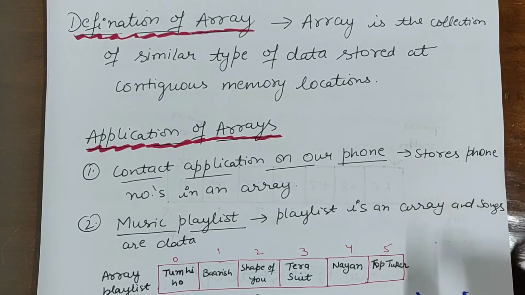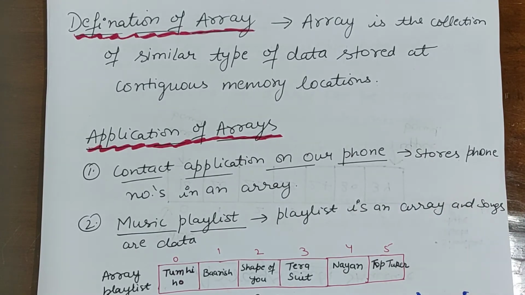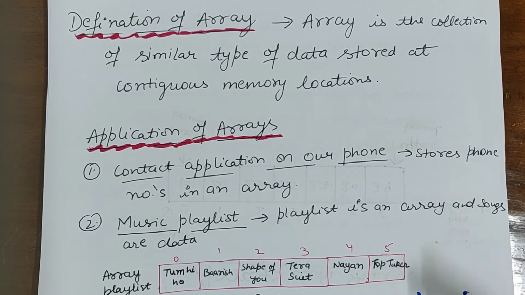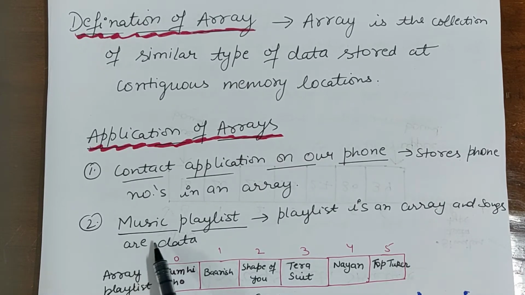You store all the phone numbers in the form of an array, in a contiguous manner. One after another, you are storing the phone numbers one by one. Okay, the second example is a music playlist.